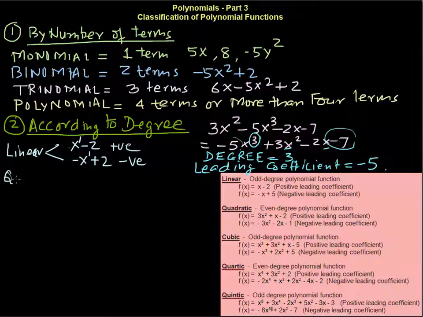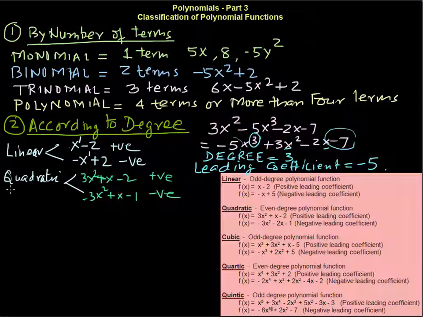And then the second one is quadratic. Quadratic is again defined into two parts. The first one we can write as 3x squared plus x minus 2, and here minus 3x squared plus x minus 1. This one has a positive leading coefficient, this one a negative leading coefficient, and this one is even. Linear was odd, and this one we can write as even.